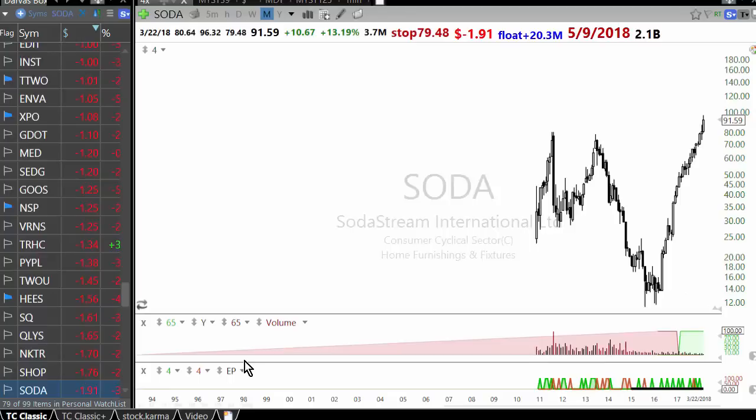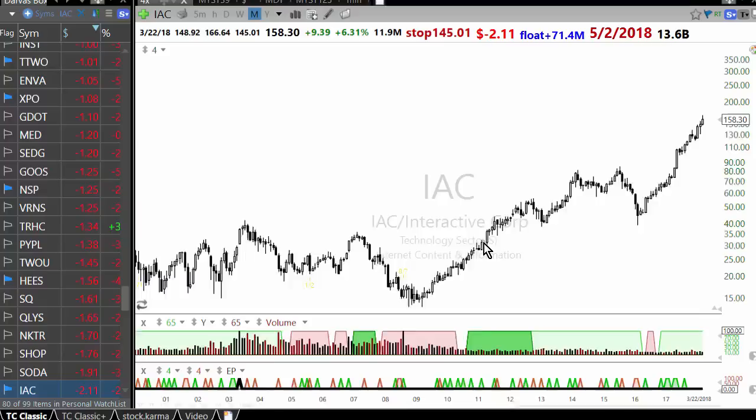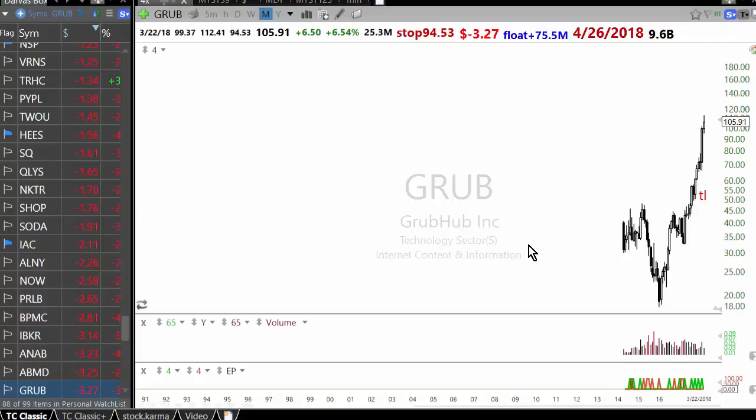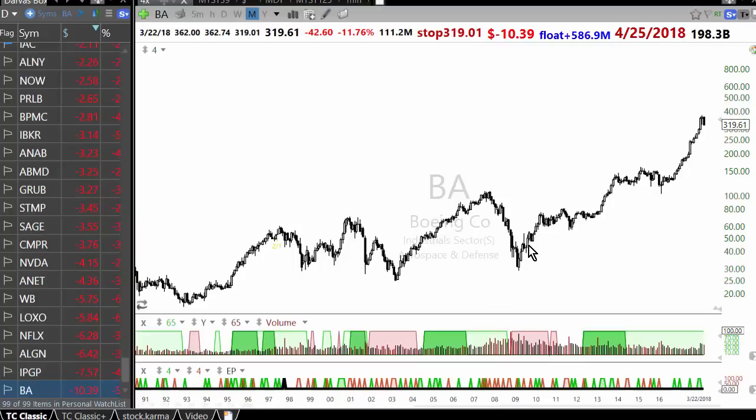ISE is not really a new industry, even though ISE is a conglomerate, it has some new things. I think it owns Match.com and other things, Tinder and all, but that's a separate company. Match.com is a separate division by itself. This is Now, ServiceNow, Protolab, Bprint, IBCar, ANAP, Biomed, Grubhub, Stamp, Sage Therapeutics, Simpress, NVIDIA. It's an old thing, but you can say it's new. Aristanet is new. If you take away, say, Boeing, because it's not a new industry, and you take away all these, you're left with 87 stocks, okay?